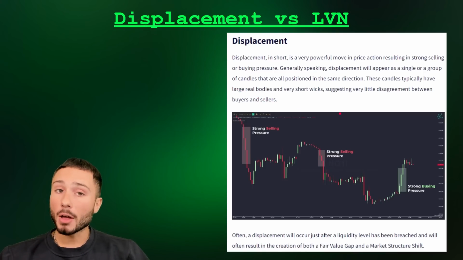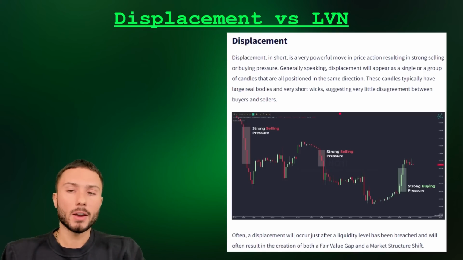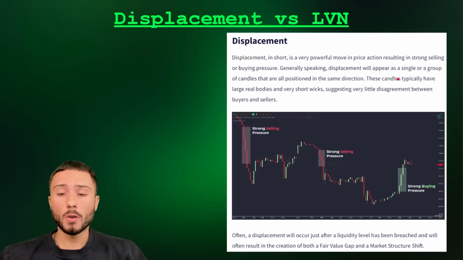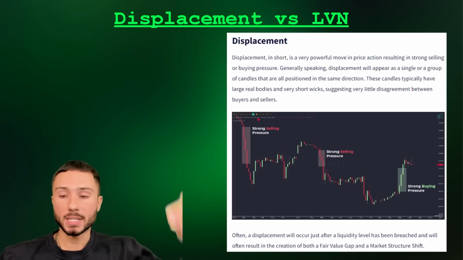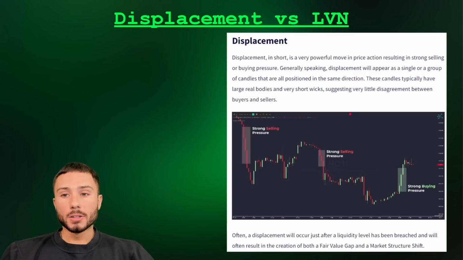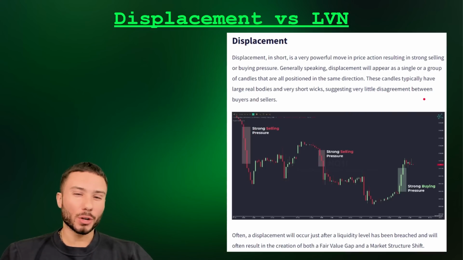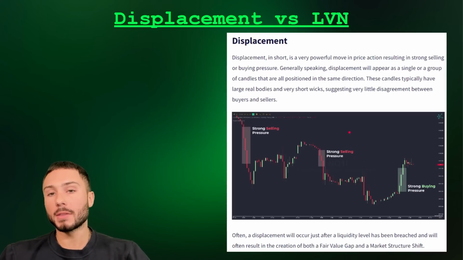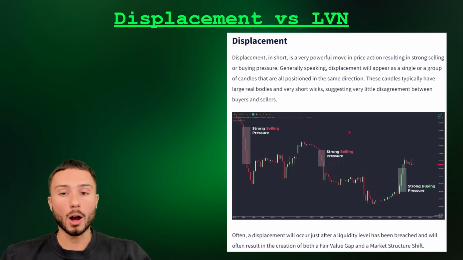Now we have another thing called a displacement. This is kind of similar to a fair value gap, I believe. Correct me if I'm wrong in the comments. However, comparing this to a low volume node, we see a displacement as essentially an imbalance in the market. What this means is there's a single or group of candles that are positioned in the same direction, down or up. So saying that there's very little disagreement doesn't really make sense, because if there wasn't a disagreement, then the market would be very stable. But because there was a disagreement and sellers were stronger than buyers or buyers were stronger than sellers, that disagreement caused the displacement or caused the market to move down or up aggressively.